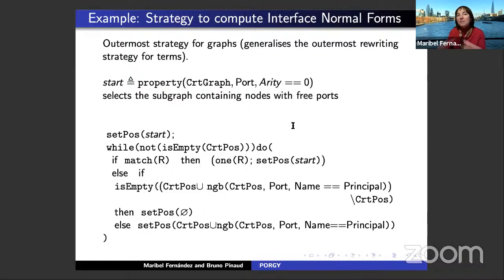So in term rewriting, you can define, for example, innermost strategy that always applies as deep as possible in the tree, or outermost that applies a rule as close to the root as possible. Here, because we have graphs, we can define the innermost and outermost strategies if we are dealing with trees, because a tree is a particular kind of graph. But we can also define a generalization of the outermost strategy, that rewrites at the interface of the graph. And this is useful, for example, in some applications that we have to implement interaction nets and to compute interface normal forms.